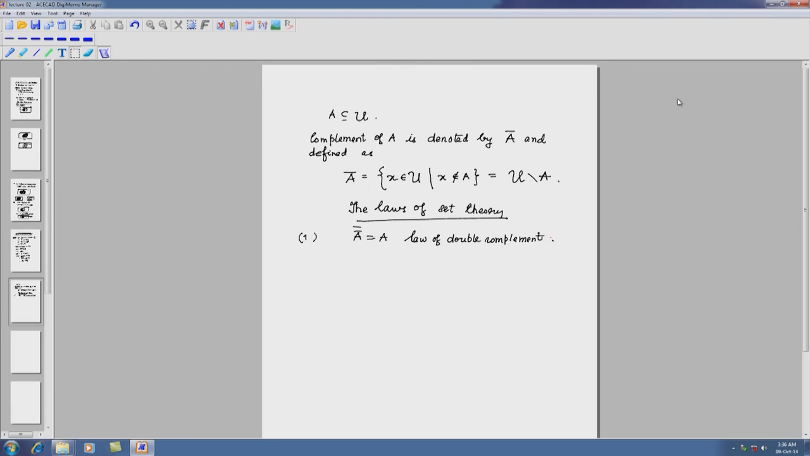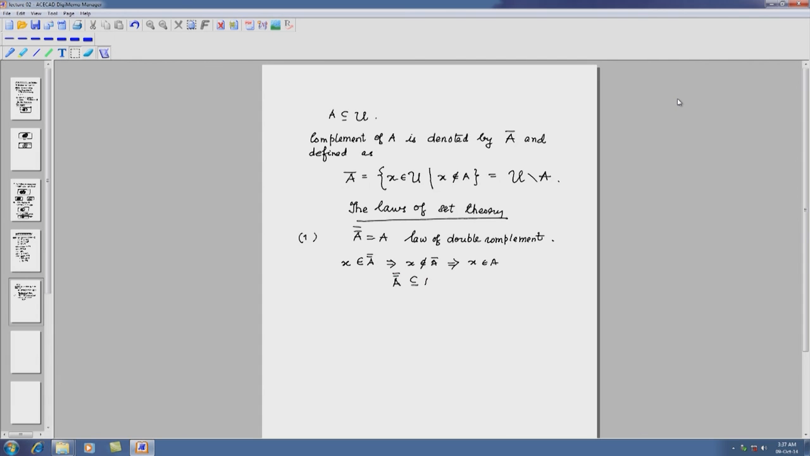It is not difficult to prove this, because we can always say that suppose I have got an element x which is inside A complement of complement. This implies that x is not in A complement. Now, if x is not in A complement, this automatically implies that x is inside A. The reason is that A complement consists of exactly those elements which are not in A. So, if something is not in A complement, then it is of course in A. Therefore, we see that any element in A complement complement is going to be in A. Therefore, A complement complement is a subset of A.